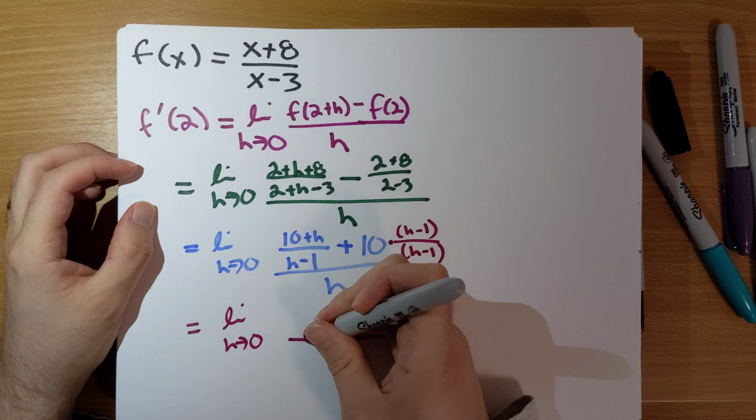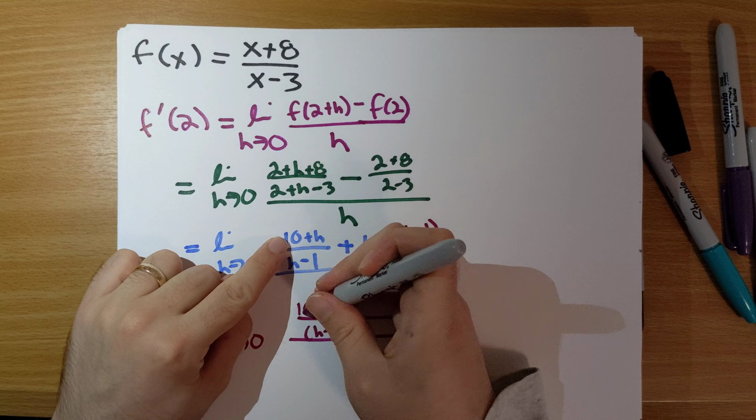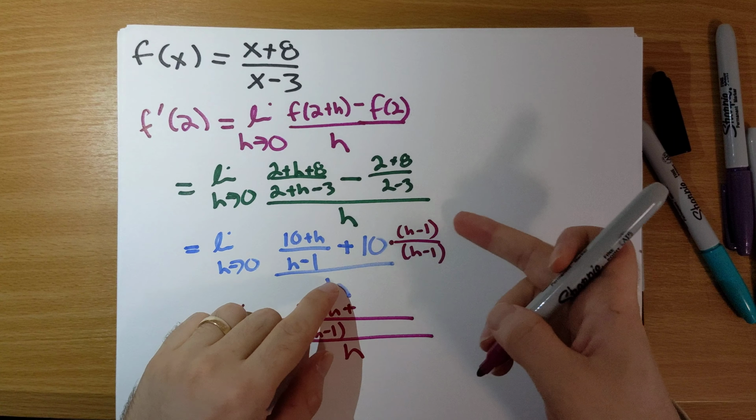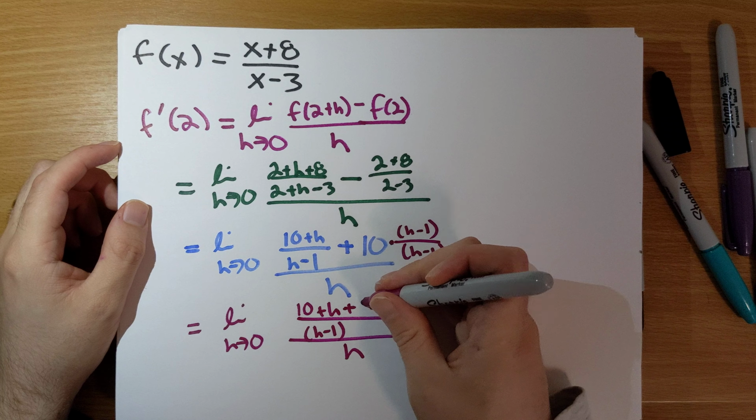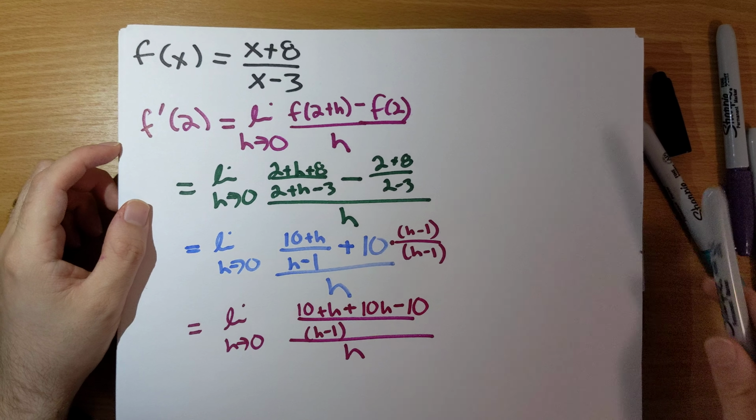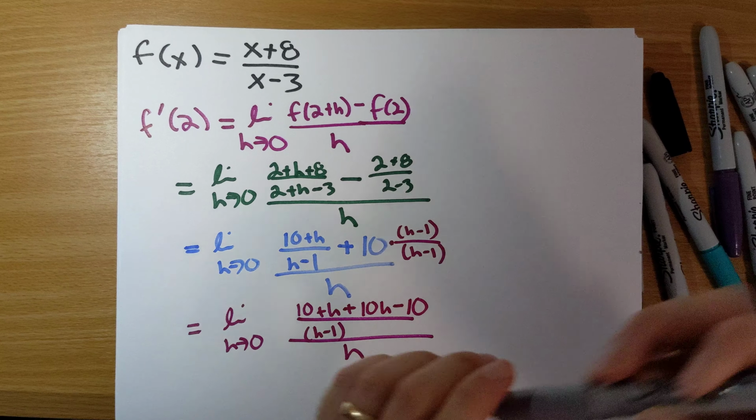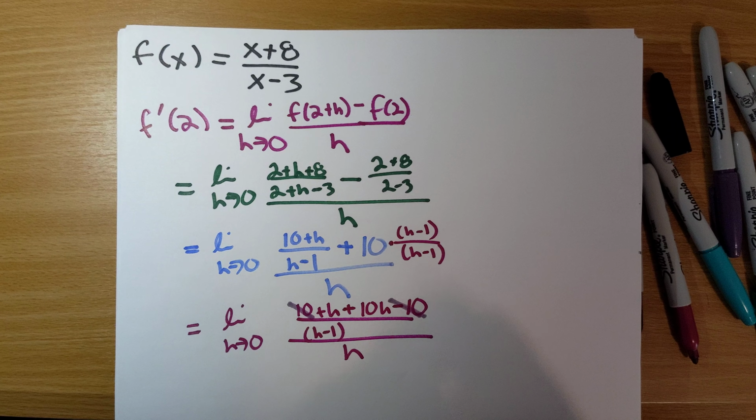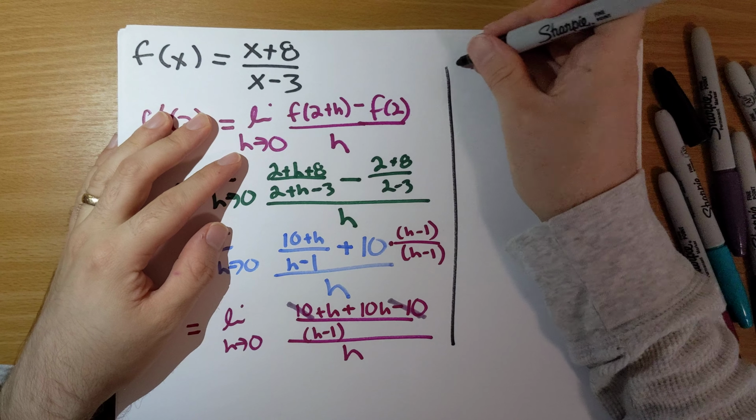Okay, so it's going to be 10 plus h plus 10 times h minus 1. So that would be plus 10h minus 10 here. And we should be looking for cancellations. That 10 cancels with that minus 10. And so where are we?